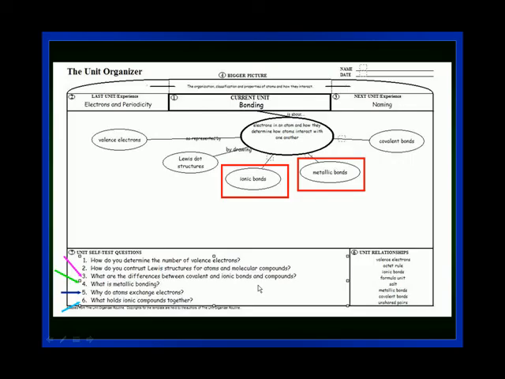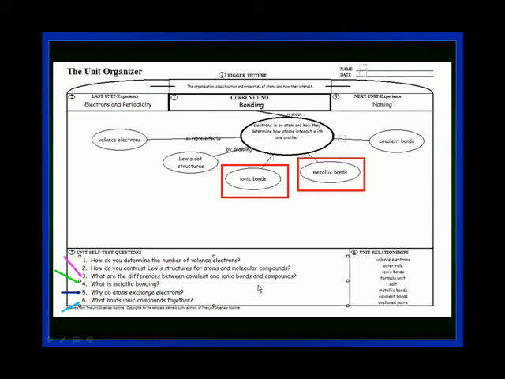So now in this vodcast here, we covered ionic and metallic bonds. We also started to answer question 3: What are the differences between ionic and covalent bonds and compounds? So we learned about ionic compounds here. What is metallic bonding? We just covered that.